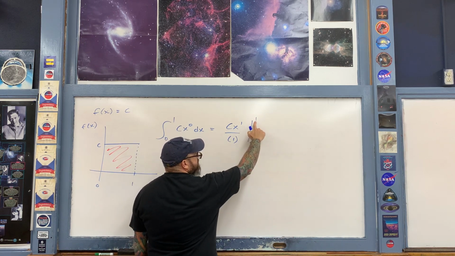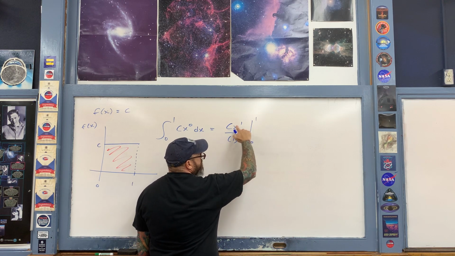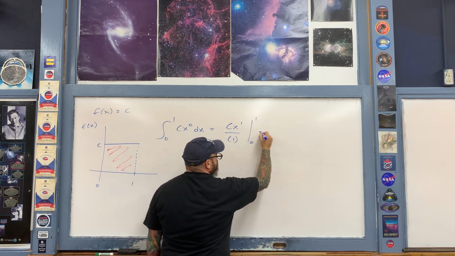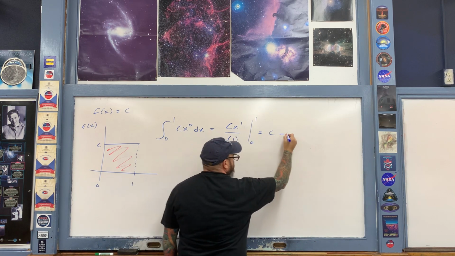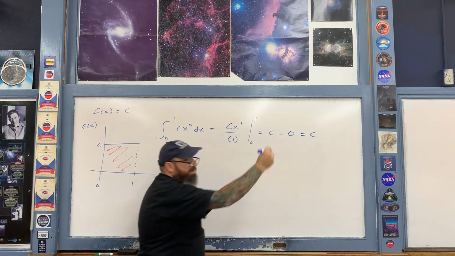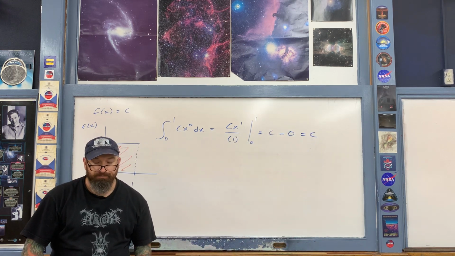So now what we do is we take the upper limit of integration, 1, and we plug that into the function first. And when we do, we just end up with this. And then subtract from that the lower limit of integration plugged into the function, and we then just end up with this. And then therefore the answer is c, like so.